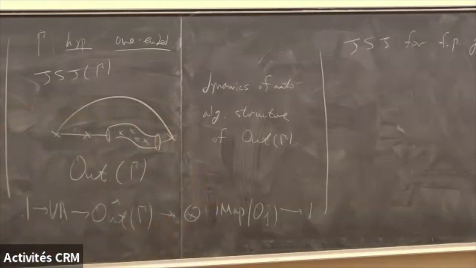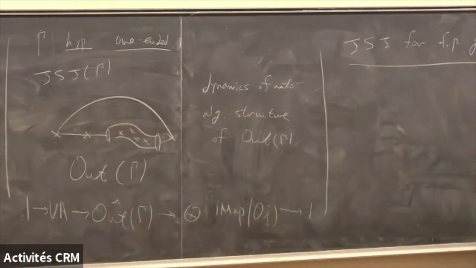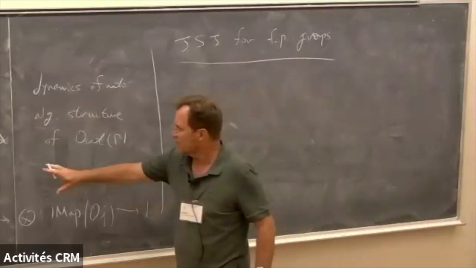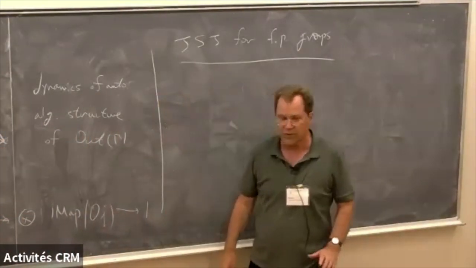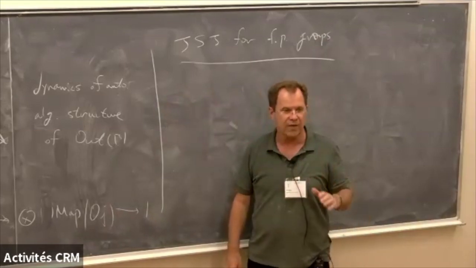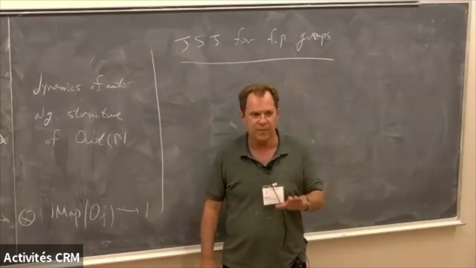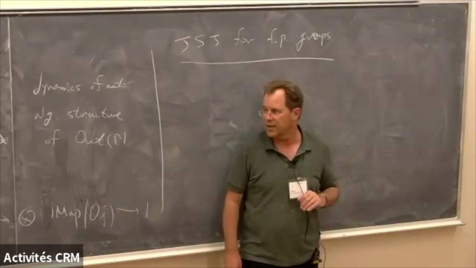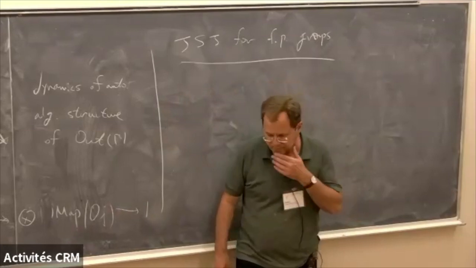Now, what I want to talk about today, I'll get to that in a few minutes, is a generalization of the JSJ decomposition that will be good for products of hyperbolic spaces, and more generally for HHG, hierarchically hyperbolic groups, with two extra conditions that the mapping class groups anyway have. But I'll get to that.